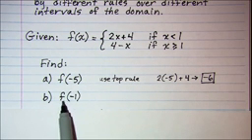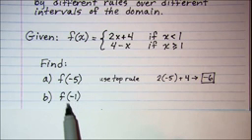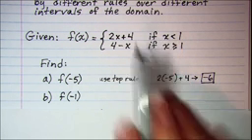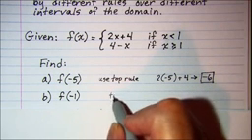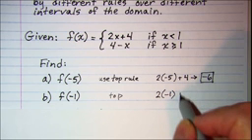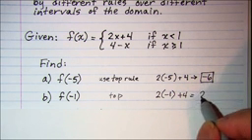In this one, we're asked to evaluate f of negative 1. So x is negative 1. And again, that's still the top rule. So top. And we have 2 times negative 1 plus 4, which is 2.